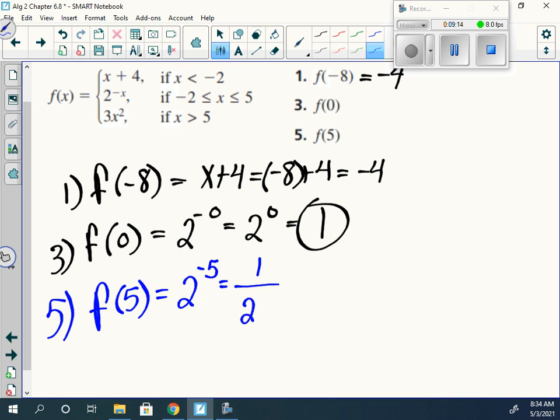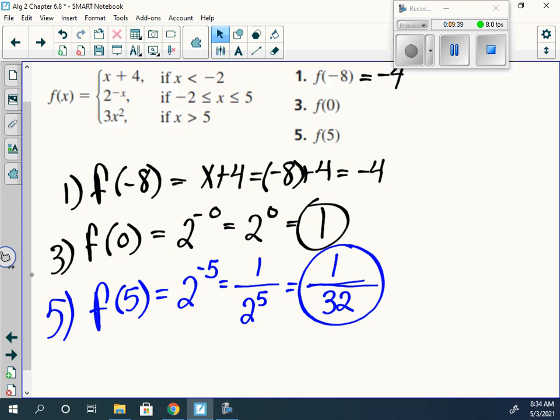Well, to really figure this out, we need to make the exponent positive, so we move it from the numerator to the denominator. Now 2 to the 5th, well, 2 squared is 4, times 2 is 8, times 2 is 16, times 2 is 32. 1 over 2 to the 5th is the same as 1/32.